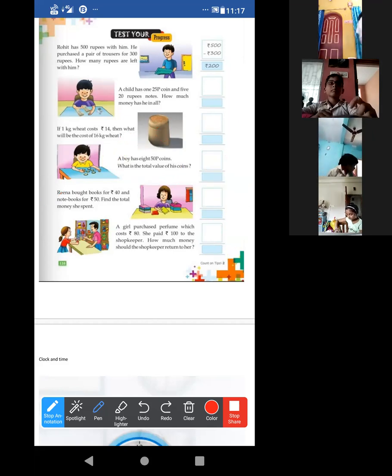Now the next question. Next question is given. Rina bought books for rupees 40 and notebook for rupees 50. Find the total money she spent. Okay, so what to do?